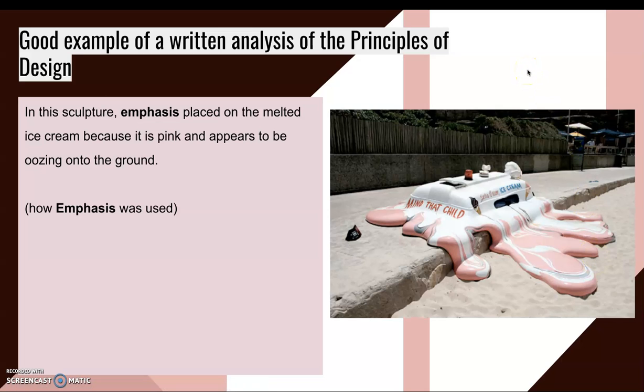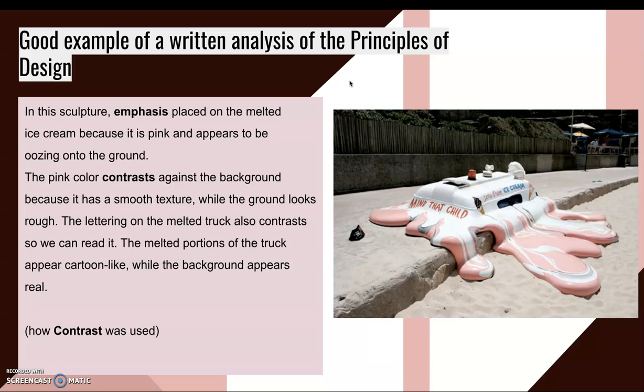So I'm going to show you a good example of a written analysis of the principles of design for this particular artwork. And what I did was I identified 3 specific principles of design. I'm not going to write about all of them. So my paragraph about the principles started, in this sculpture, emphasis is placed on the melted ice cream because it is pink and appears to be oozing onto the ground. So I'm explaining how emphasis is being used. I could have talked about the words, but I decided to talk about the actual form of the sculpture.